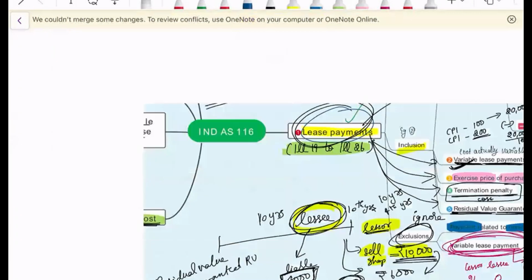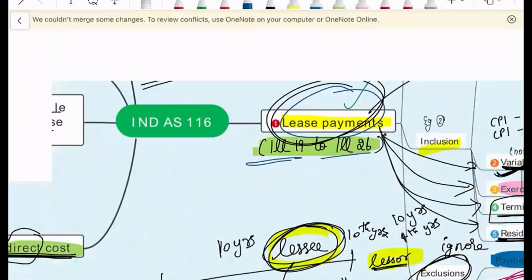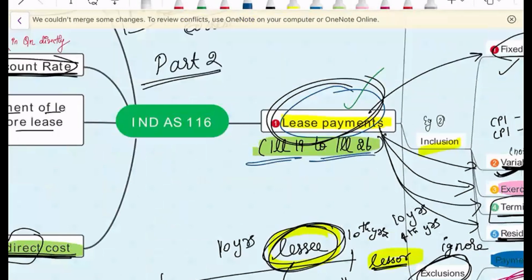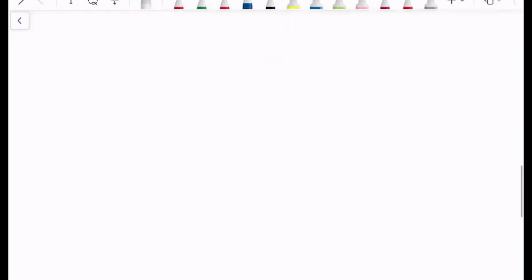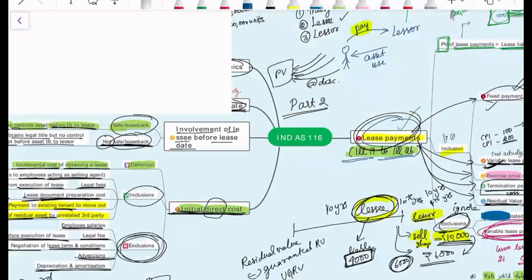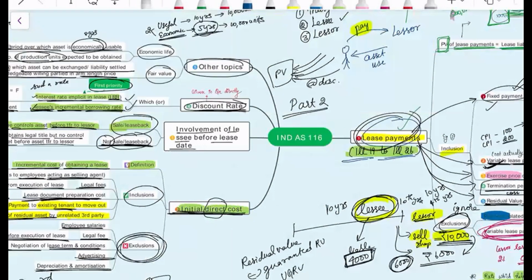Let me check. Okay, so it was from illustration 19 to illustration 26 only. So all of this we have covered, and I hope right now all the points, whatever we have read in theory, we have applied in practical also, and all the points are clear. Is everything clear now?